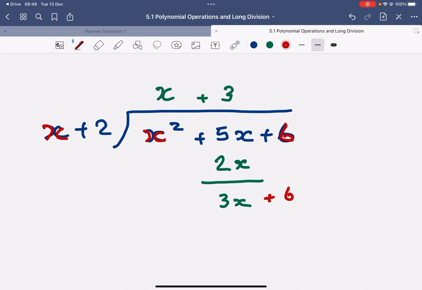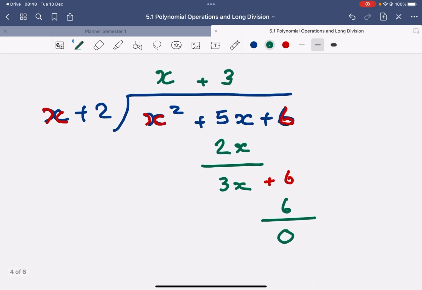See how we've done the x squared, then we did the 5x. Remember how I multiplied 2 by that green x at the top there? I'm now going to multiply 2 by 3 to give me 6. And I take away again to give me 0. So I've got x plus 3 and I've got a remainder of 0. Now remember I was saying I was expecting to get a remainder of 0 because x plus 2 is a factor of x squared plus 5x plus 6.